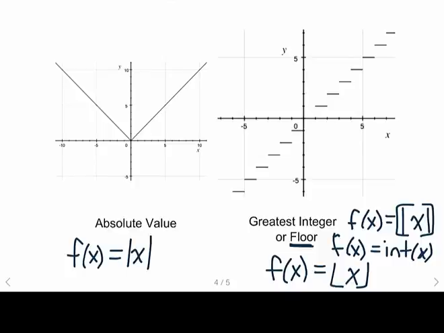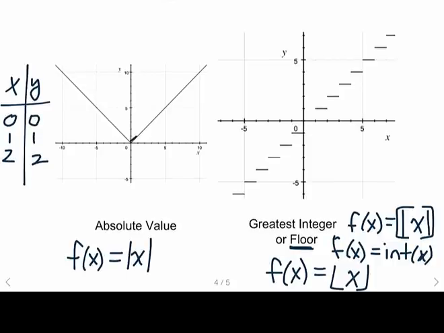As far as the absolute value function, the output is the same as the input if the input is 0 or positive. So the absolute value of 0 is 0, 1 is 1, 2 is 2. And so to the right of the y-axis, this is basically the line y equals x.